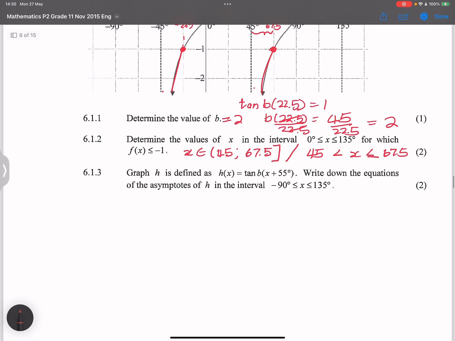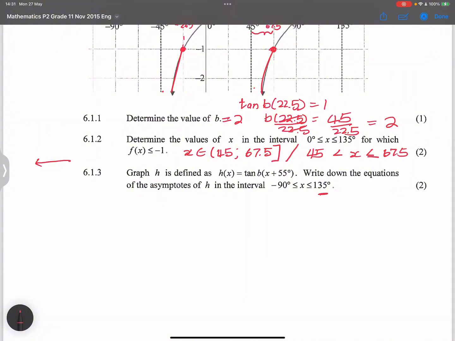Right, now they say to us, the graph of h is defined as h of x equal to tan b of x plus 55. So what are they doing? They are shifting the graph that we have by 55 degrees to the left. So please remember, when you've got plus there, it means we are shifting it to the left. I know it is counterintuitive, but we are shifting it to the left by 55 degrees, right? Now they say write down the asymptote between negative 90 to 135.